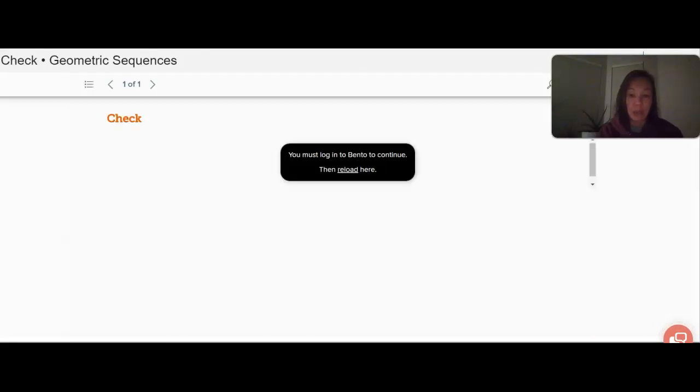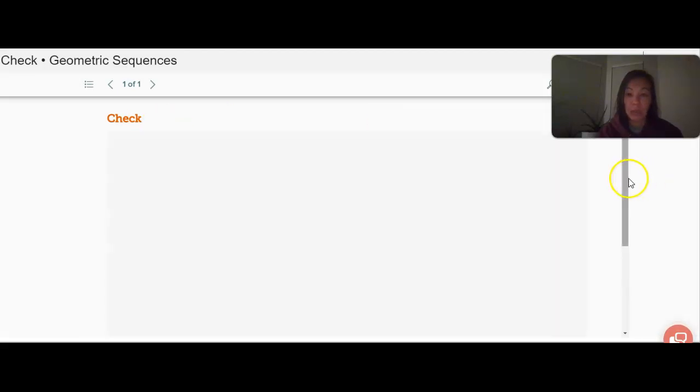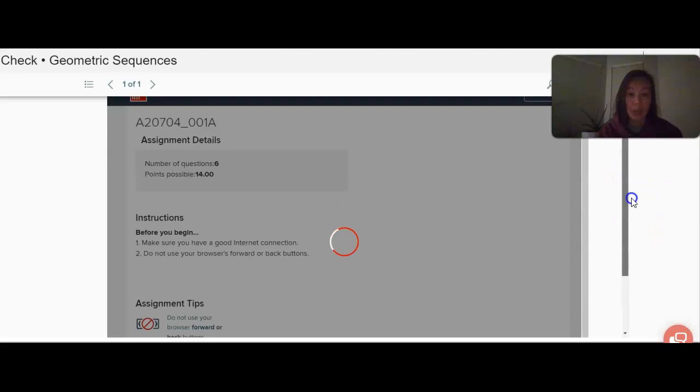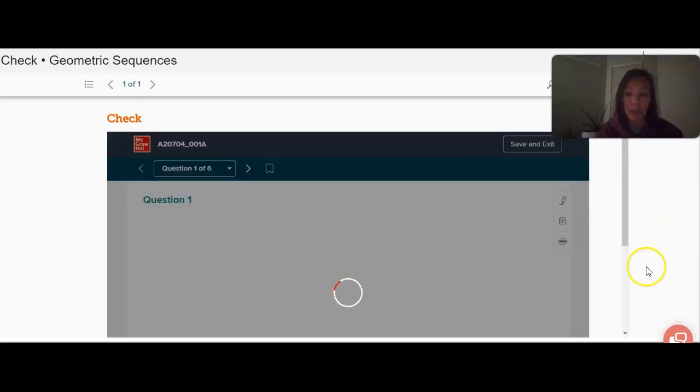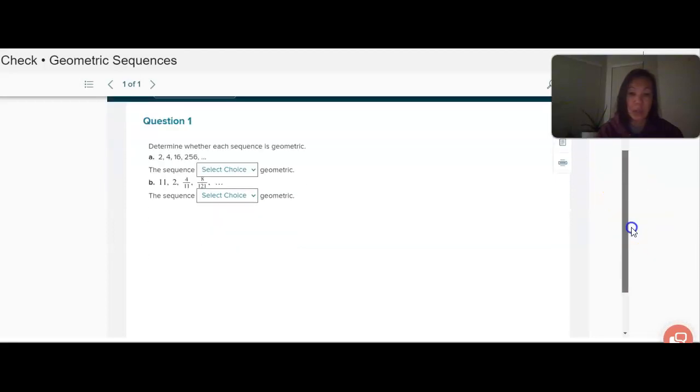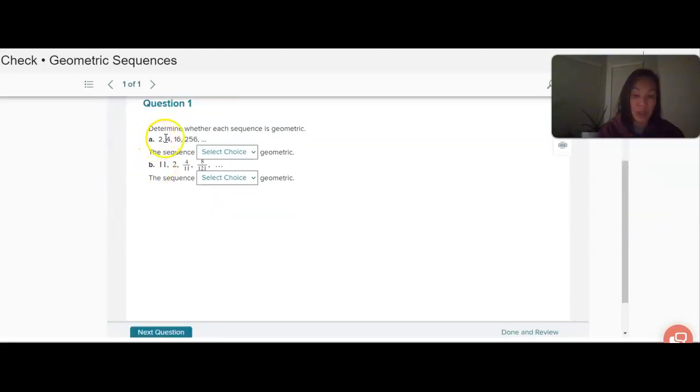So let's see, maybe we can do this one as another quick example here. Okay, so let's just look at another quick example. This is question 1 of 6. Determine whether each one is geometric. So am I multiplying 2 times 2 is 4? Is 4 times 2 16? Nope, so not geometric. 11 times what? Well, here it's kind of hard to tell. So we could do 2 divided by 11. Is that going to be the same as 4/11 divided by 2, and 8 over 121 divided by 4 over 11? And in that case, the answer is, it actually is.